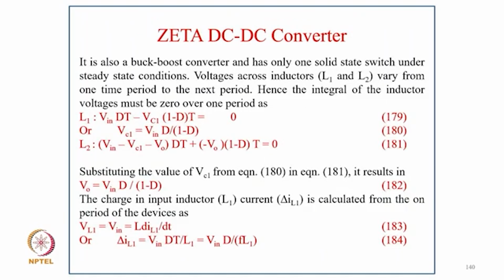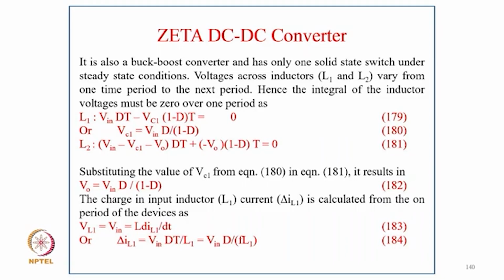It is also a buck-boost converter and has only one solid state switch. Under steady state, the voltage across the inductors L1 and L2 varies from one time period to the next, and the integral of the inductor voltage must be 0 over a period. So the voltage across the inductor L1: Vin D T minus Vc1 (1 minus D) T equal to 0. From this relation we get Vc1 equal to Vin into D divided by 1 minus D, and the voltage across L2 is Vin minus Vc1 minus Vo into D T minus Vo (1 minus D) T equal to 0.